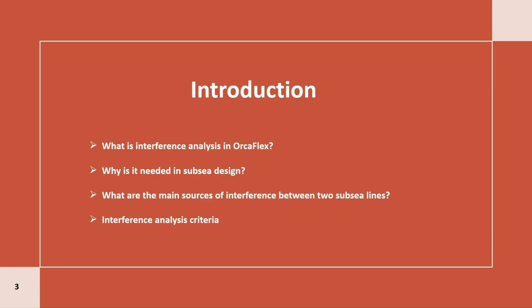This introduction section answers four basic questions. First, what does interference analysis mean in Orcaflex? Second, why is it needed in subsea design? Third, what are the main sources of interference between two subsea lines? And finally, what acceptance criteria are used to judge whether the configuration is acceptable? These four points form the foundation of the methodology to be presented later in the training.